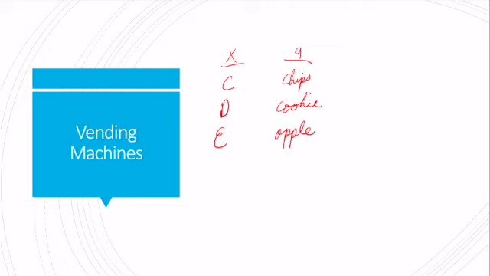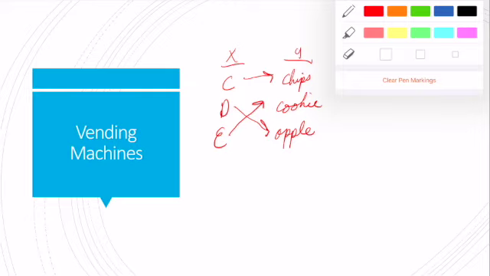So if I push C, let's say I get chips. If I push D, let's say I get an apple. And let's say if I push E, I get a cookie. Let's think about what it means for something to function. Does this vending machine function? Yeah, it does. What if I change my vending machine up a little bit?